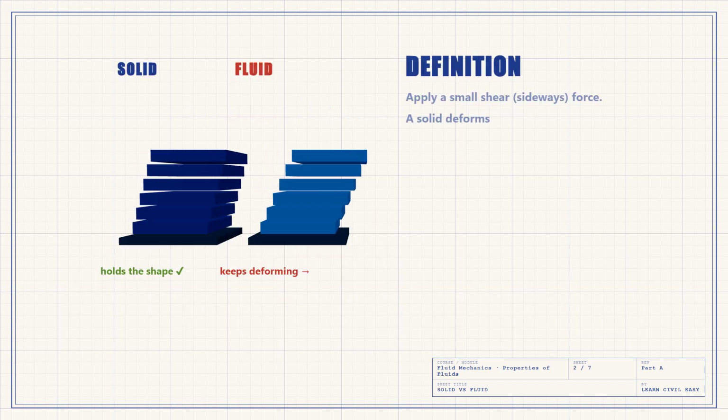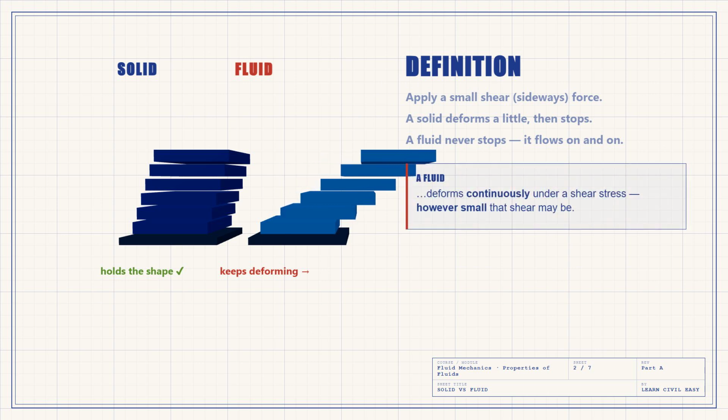Here's the test. Apply a small sideways force, a shear, to a solid. It deforms a little, then holds that shape. Now apply the same shear to a fluid. It never settles. It keeps deforming layer over layer for as long as the force acts. So we define it like this. A fluid is a substance that deforms continuously under a shear stress, however small that shear may be.